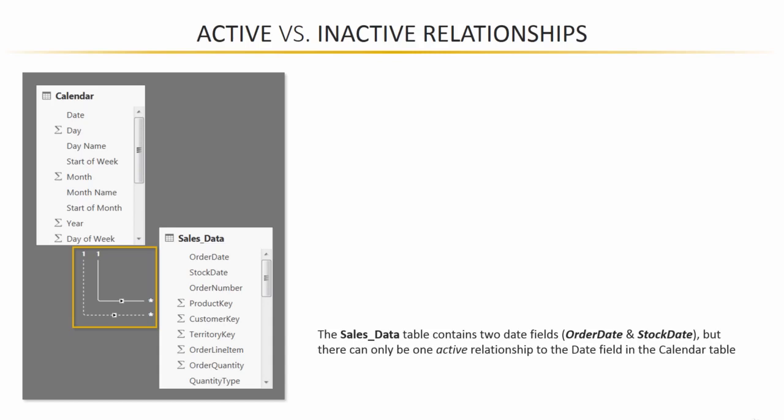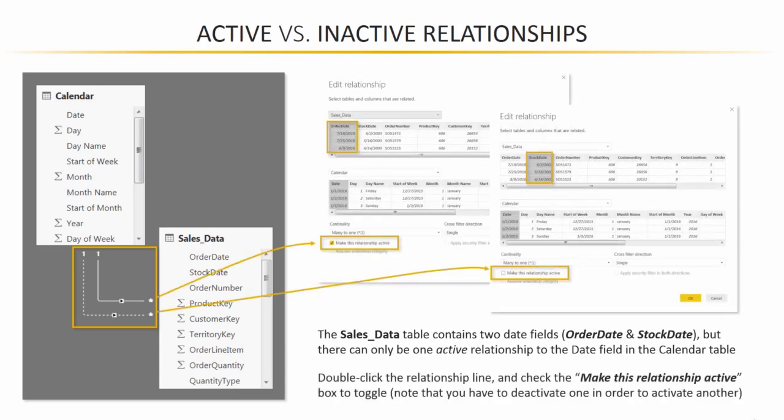That's why one of these relationships shows up with a solid line, that's the active one, and the other shows up with a dotted line, which is the inactive one. Now, if you edit both of these relationships, you'll see that one has the checkbox where it says make this relationship active, the other does not.